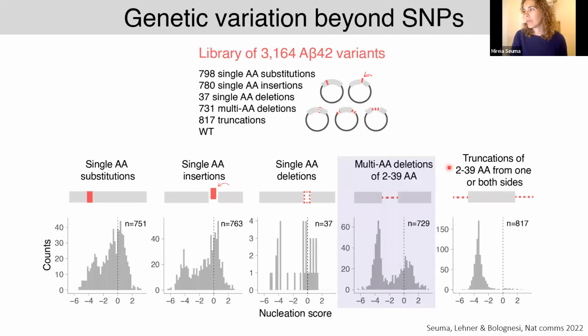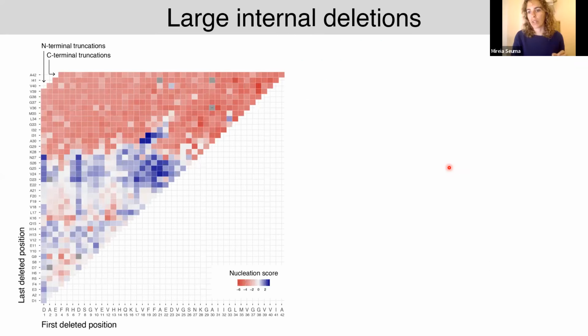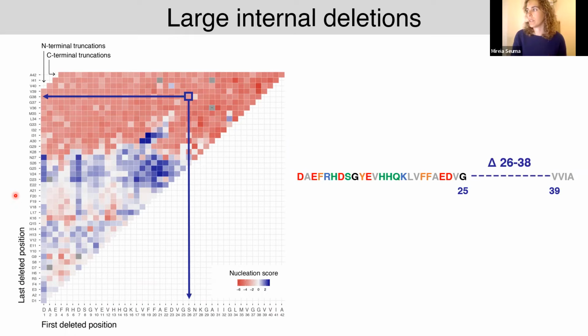Let's now finally move to large deletions. So we are now deleting chunks of the peptide in different sliding windows inside the sequence. This is a summary of all these deletions. On the x-axis, you are seeing the first position that I'm deleting, and on the y-axis, the last position that I'm deleting. Just to give you an example, if we take this little square in here, this would be a deletion that starts at position 26 and goes until position 38. If this is the wild-type sequence, this is how it looks upon deletion.